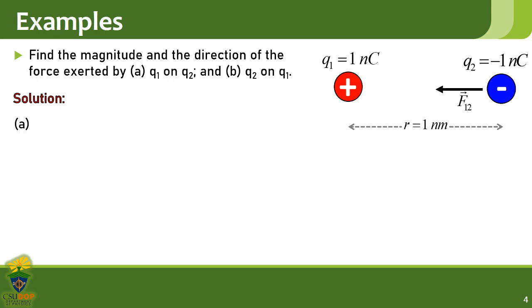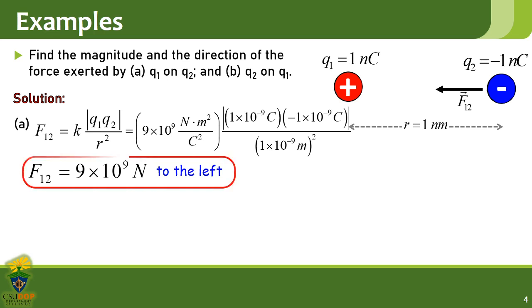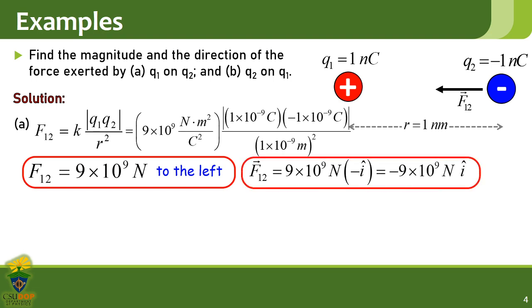Knowing the direction, we solve for the magnitude using Coulomb's law. We then substitute using the given values. Note that we converted the given units to standard units, such as the nano prefix, which means times 10 to the negative 9. We then get a magnitude of 9 times 10 to the 9 newtons. Since we already know the direction, then the force exerted by Q1 on Q2 is 9 times 10 to the 9 newtons to the left. Alternatively, we can write this in terms of vectors, and the force vector is negative 9 times 10 to the 9 newtons i hat.